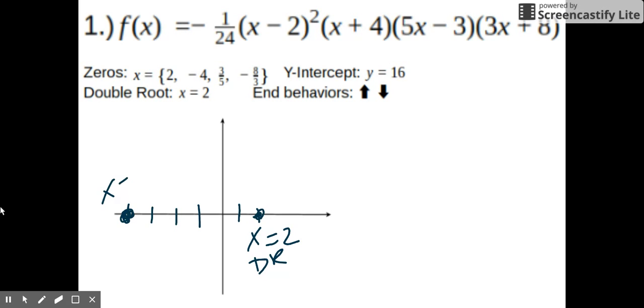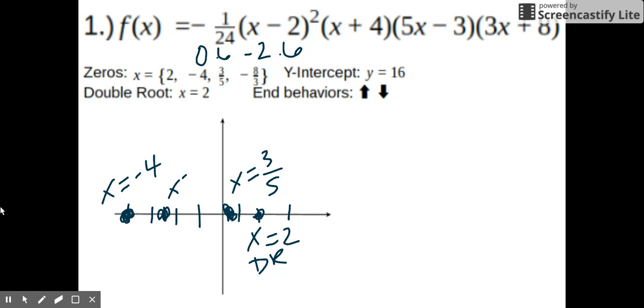So x equals -4. Now I need to know the decimals for 3/5. If you type 3/5 into your calculator, you're going to get 0.6. So that's going to be right about here somewhere. Sorry, that's not a very pretty point. So I have x equals 3/5. And then when I type -8/3 into my calculator, I get -2.6. So that's between -2 and -3. So that's about right here.